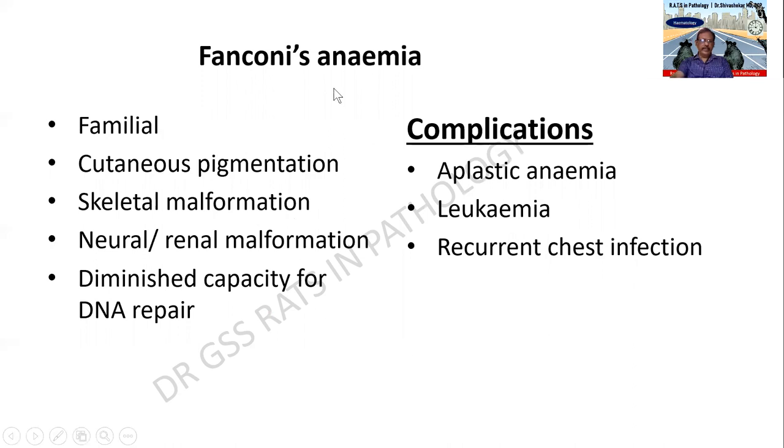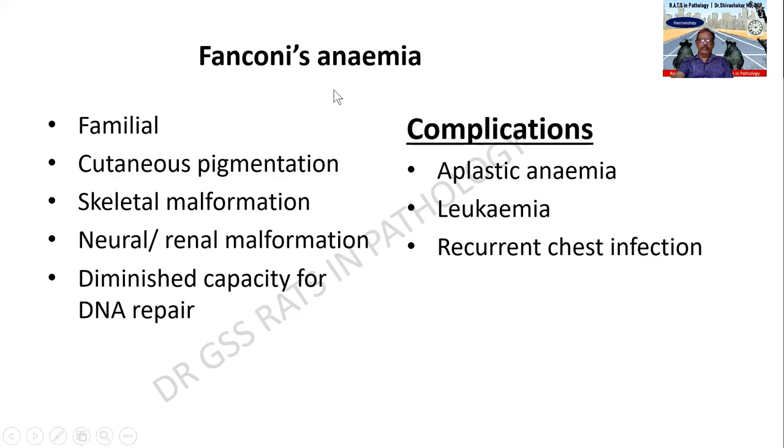Fanconi's anemia is one of the last things I would like to mention. It is familial. There can be cutaneous pigmentation, skeletal malformation. In fact, it is radiologically diagnosed before genetic diagnosis. There can be neural and renal malformation. And there is a diminished amount of DNA repair. Therefore, more defects get formed.